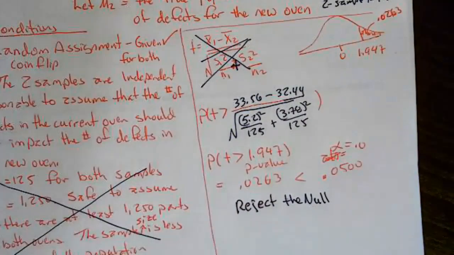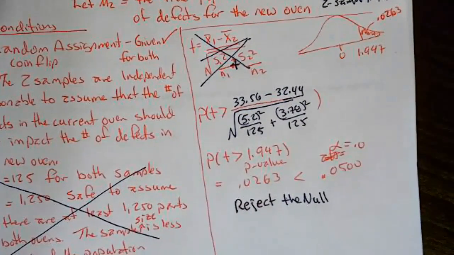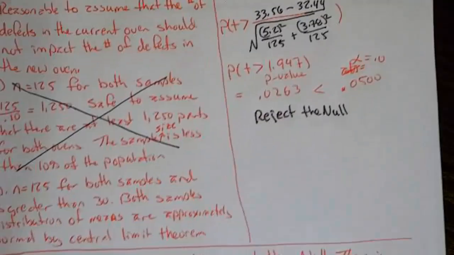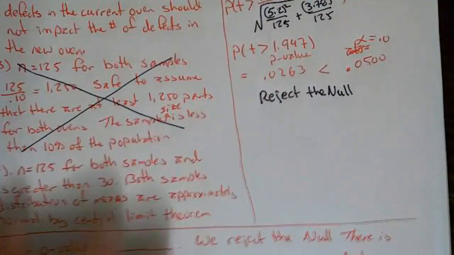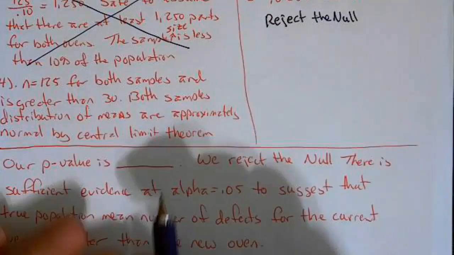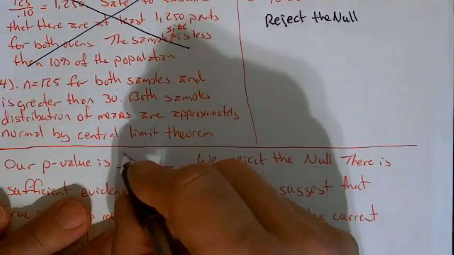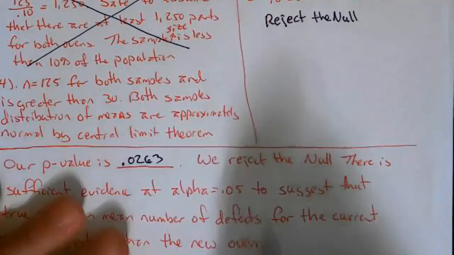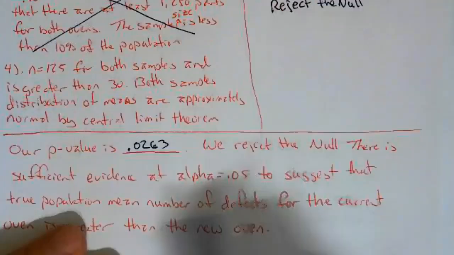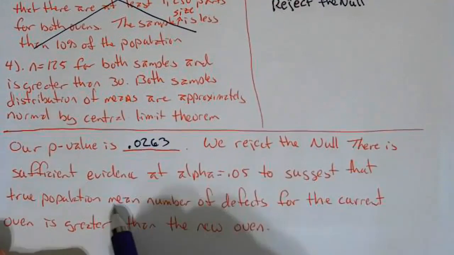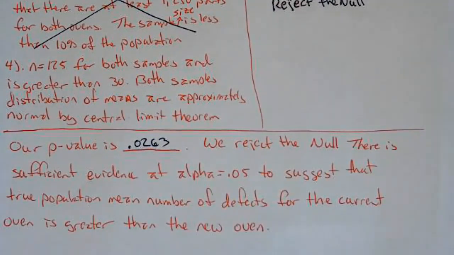So reject the null. Okay, so we rejected the null. And so once we've made that decision, we can drop down and state our conclusion. Our p-value is, well, we said that our p-value is 0.0263. We reject the null. There is sufficient evidence at an alpha equal 0.05 to suggest that the true population mean number of defects for the current oven is greater than the new oven.